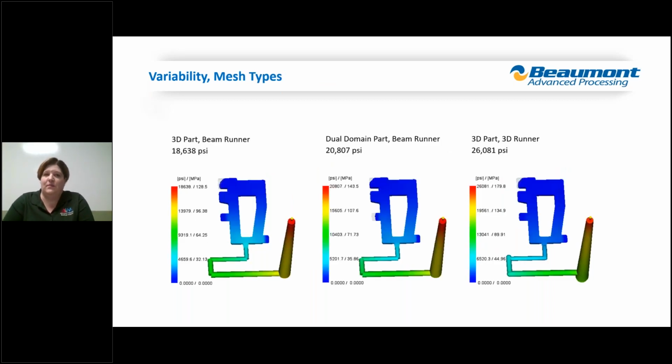Now, in this example, I am just looking at mesh types. I'm taking one material characterization, PC number 5 from the bar chart, because that was the gold-rated material, fully characterized. I'm running it all at the same processing conditions again, and the only thing I'm varying here is the mesh type. So I have a 3D part mesh and a beam runner system, a dual domain part mesh and a beam runner system, and a 3D part mesh with a 3D runner system.